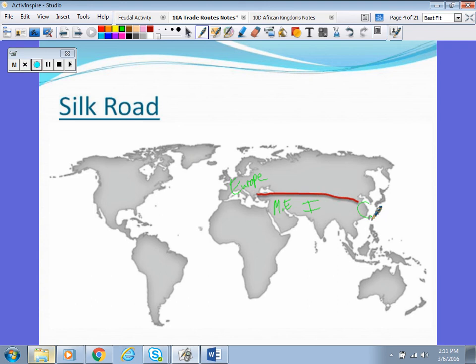It is obviously older than the time period we're talking about. It dates back to the BC years. So the Silk Road is very old, connects China, basically connects all of Asia with Europe.